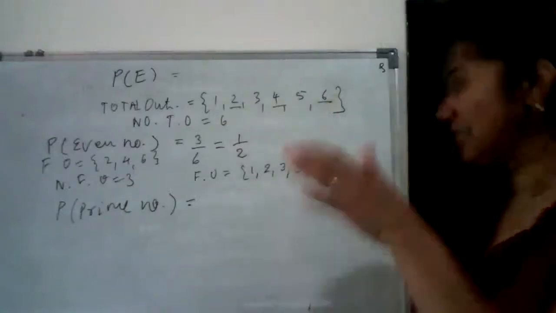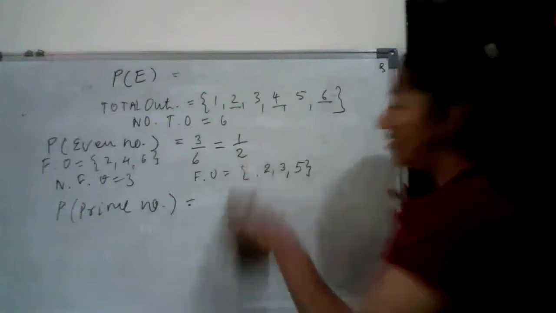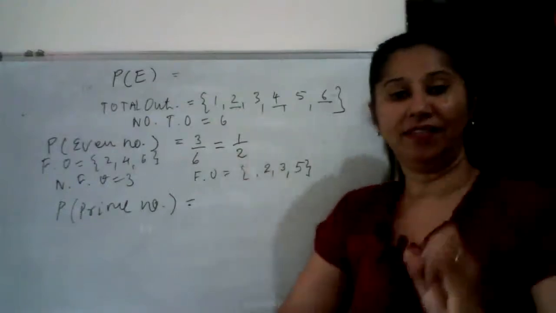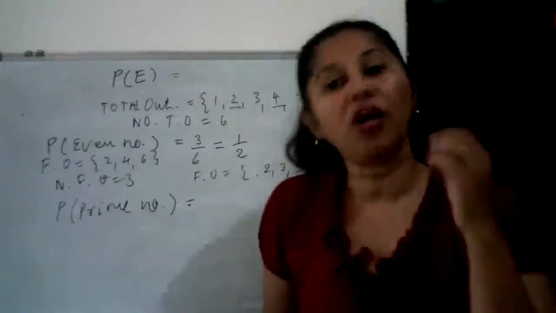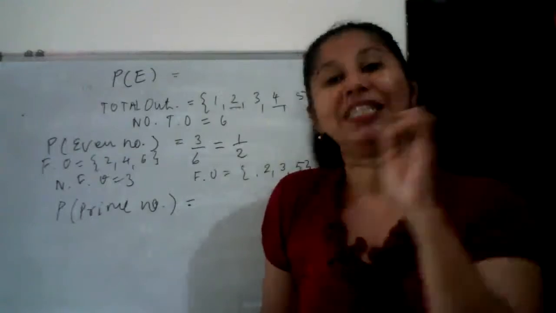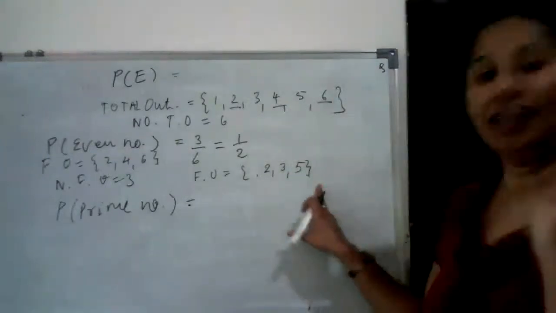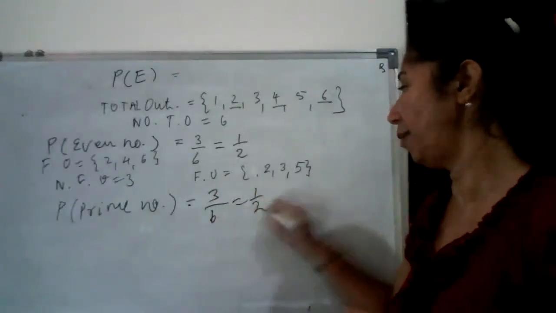Okay. So this is the common mistake. No. This is the common mistake. 1. Remember your class 5. 1 is neither prime nor composite. Okay, so your prime numbers are 2, 3 and 5. Again 3, no problem. So 3 on 6, so again the answer is 1/2.